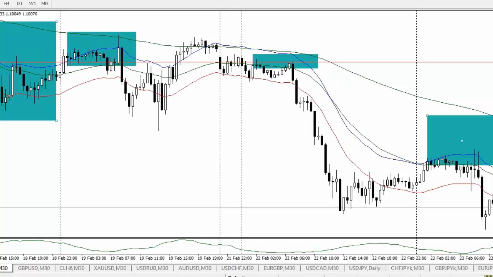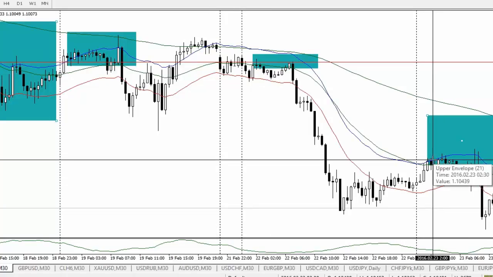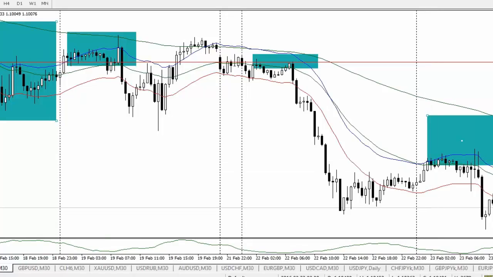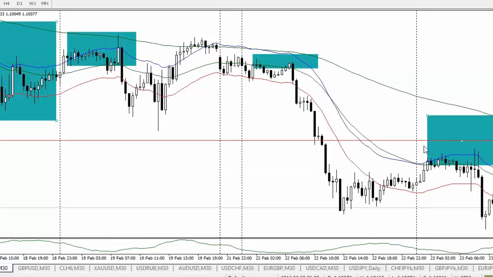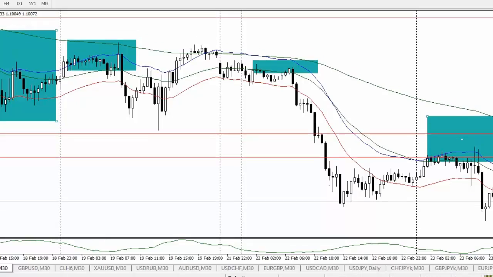Okay, and that's my entry point. It is 1.1043, right? 43. ATR is equal to 10 pips, and my stop loss is equal to 20 pips. 43 and 63 is my stop loss. 63 is my stop loss, right?